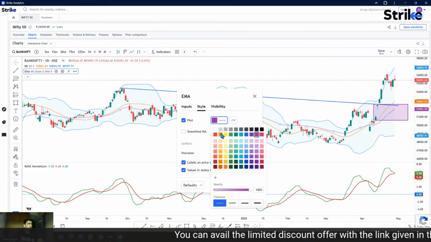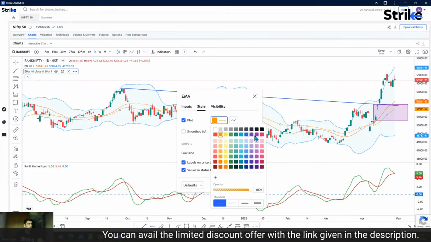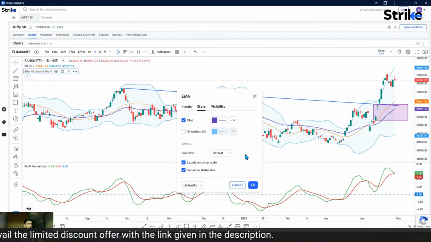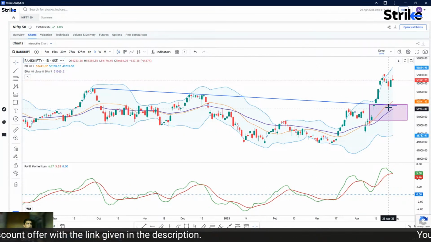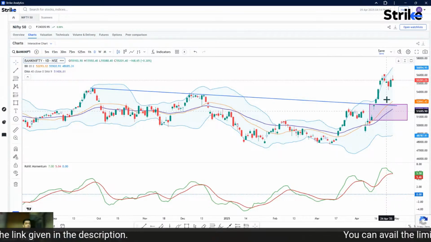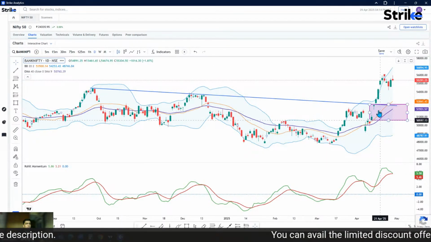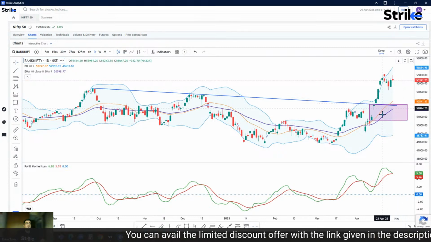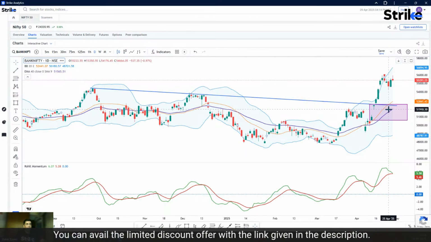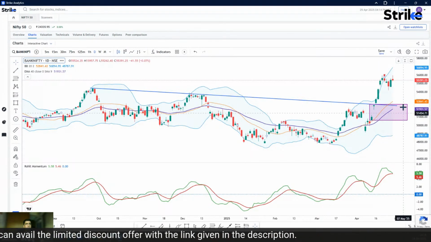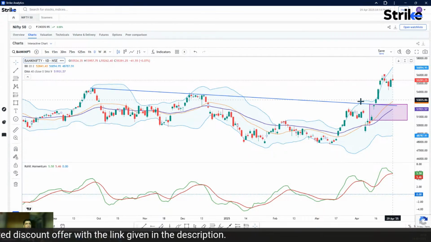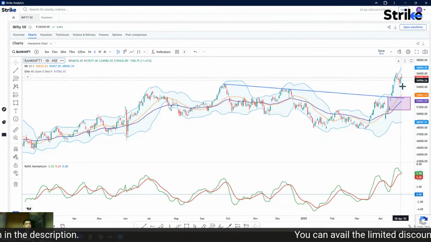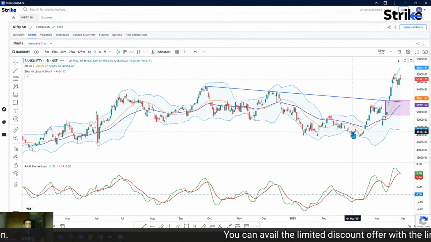Now I'll change the color to purple. Here you go. So you have your 40 and 20 moving averages, you have the trend line, you have the gap. So there is a clutter of supports over here. So you can say that for Bank Nifty, 51,900, 52,000 should be a very, very strong support level, and Bank Nifty can come down here and then bounce back from there on.